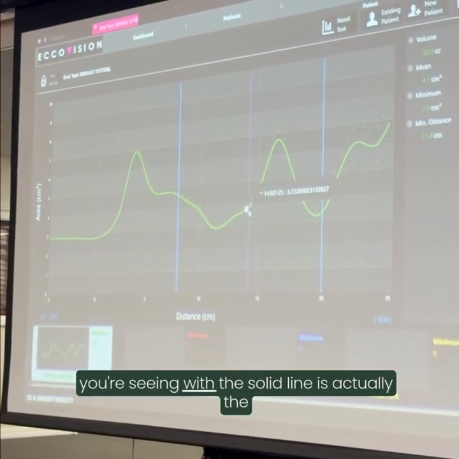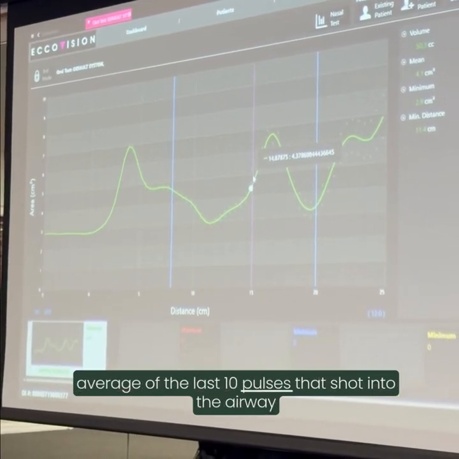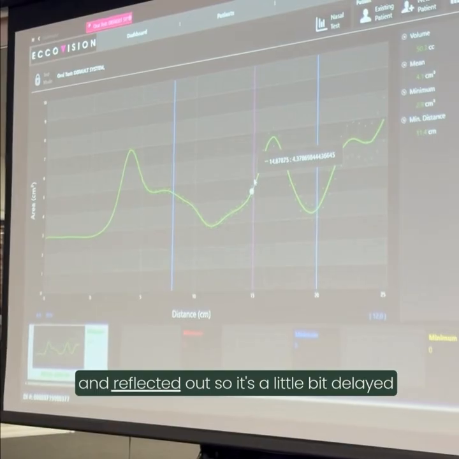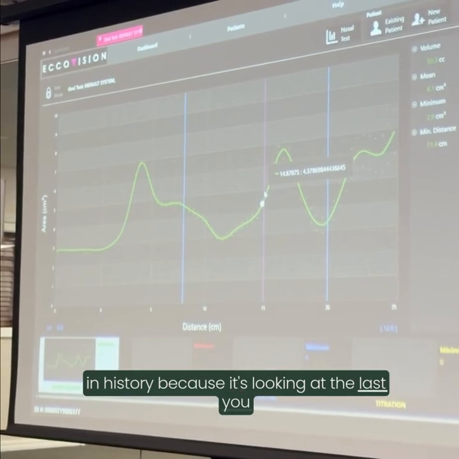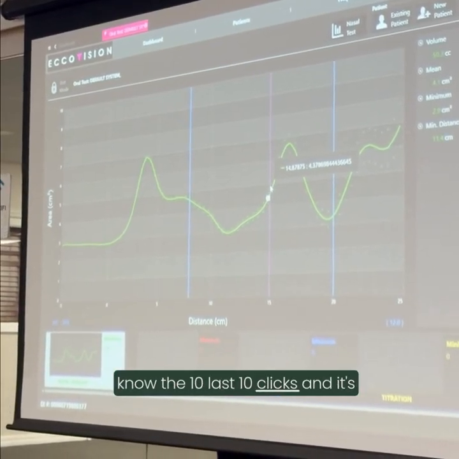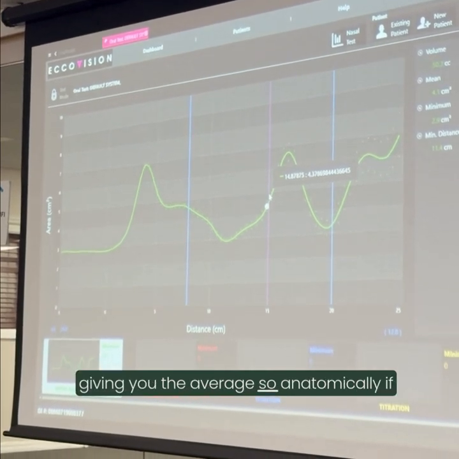What you're seeing with the solid line is actually the average of the last 10 pulses that shot into the airway and reflected out. So it's a little bit delayed in history because it's looking at the last 10 clicks. And it's giving you the average.